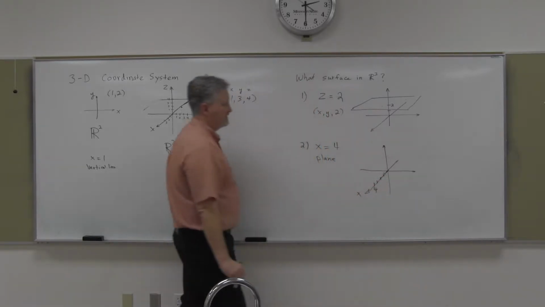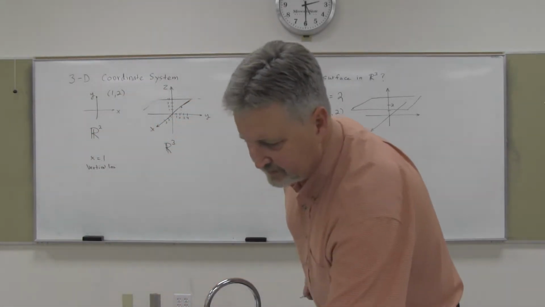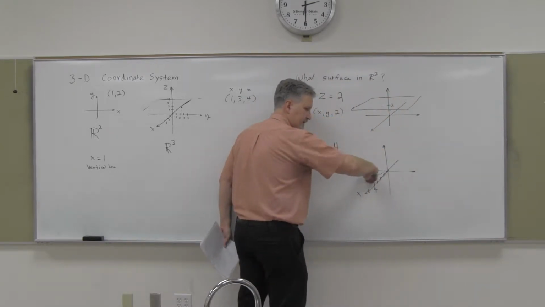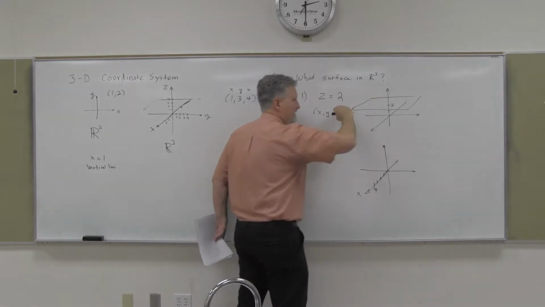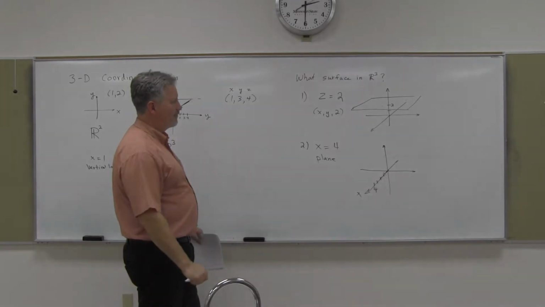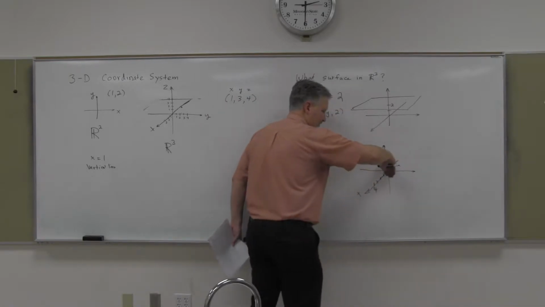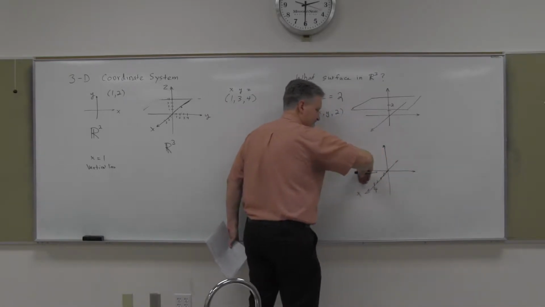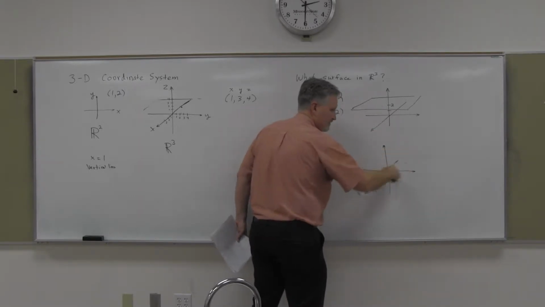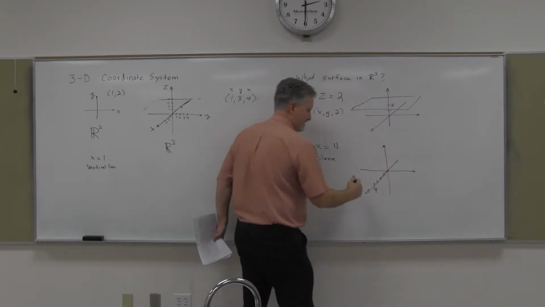X equals 4, isn't it? And so it would be that plane out here at x equals 4. So instead of kind of being a flat floor kind of thing, or ceiling, it's out here at 4. If we were talking about x equals 0, you'd be out here at the YZ plane, but it's 4 units moved out, if you will.